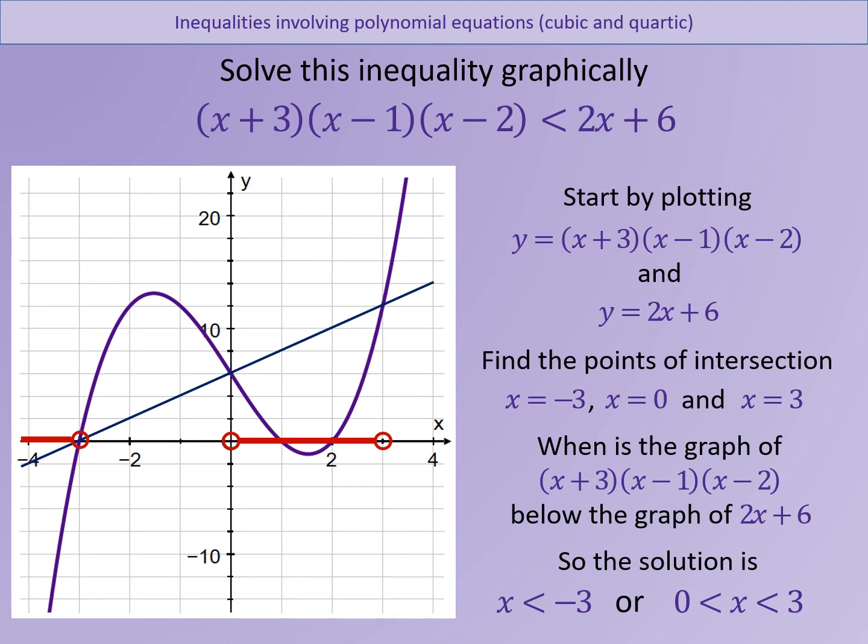So we're putting the word or in the middle of those 2 inequalities, because a number can't be both less than minus 3 and also between 0 and 3. So we're saying or to show that it has to be one section or the other.